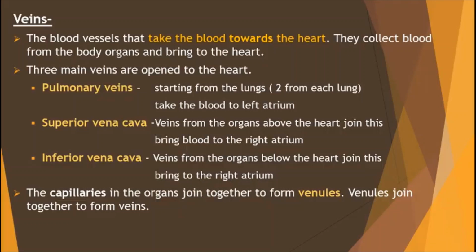The pulmonary veins start from the lungs. They take the blood to the left atrium. The superior vena cava starts from the upper side of the heart. It brings blood to the right atrium. The superior vena cava collects blood from the organs above or over the heart level, like the brain, hands and neck.